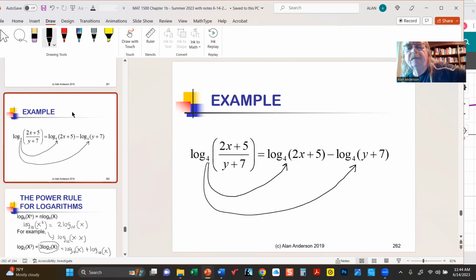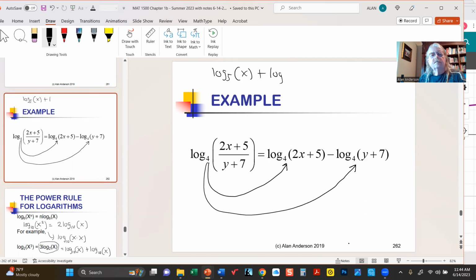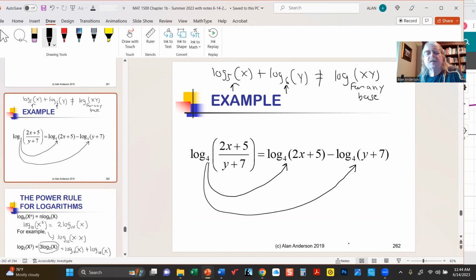Or with this case, and by the way, the reason why these arrows are here is to remind you that these all have to have the same base. Otherwise, this doesn't work. Okay, in other words, if you had something like this, this would not equal log 5 or 6 xy for any base. Because they're two different things. Okay, log 5, log 6. Here it's different because they're both the same log. They have the same base.